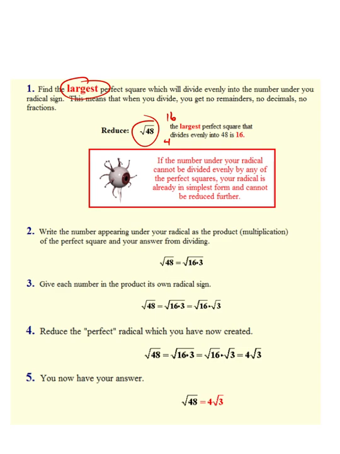So find the biggest perfect square factor. We have 1 and 48, we have 2 and 24, no perfect squares yet, but 3 and 16 are also factors, and 16 is going to be your biggest one. 4 and 12 is another option, but 4 is obviously a much smaller factor there.